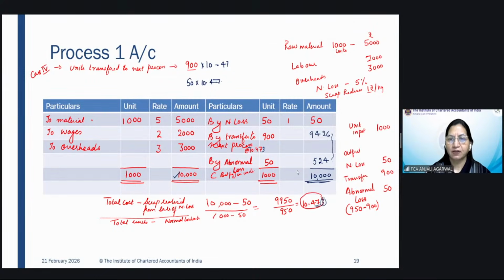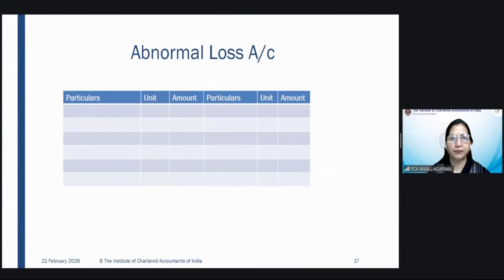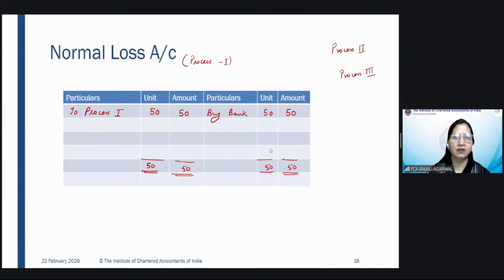Fine. Now we prepare the normal loss account and abnormal loss account also. So let's see how we are going to prepare the abnormal loss account. The normal loss account will remain as it is. Same format. To process one, 50 units were there, amount 50, and we sold these 50 units by bank, 50 units sold for 50, and your normal loss account is complete.